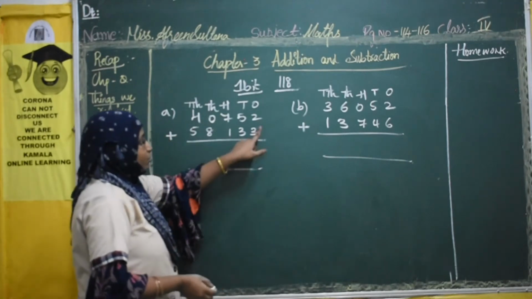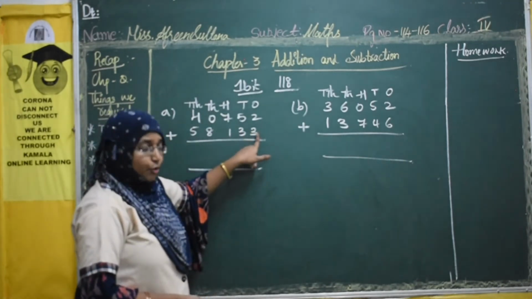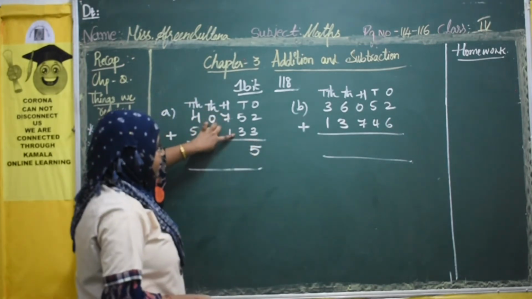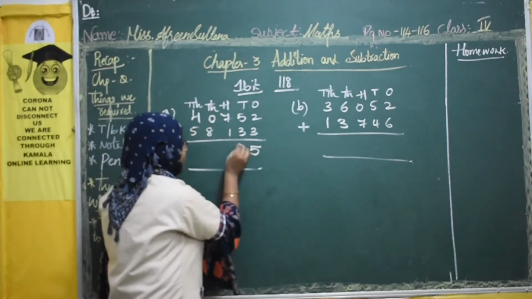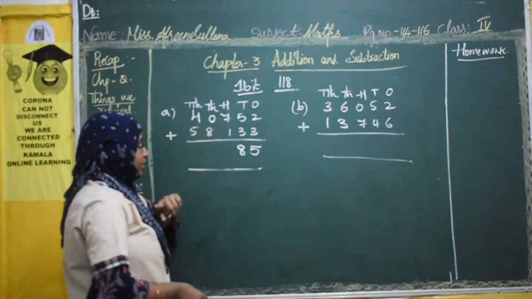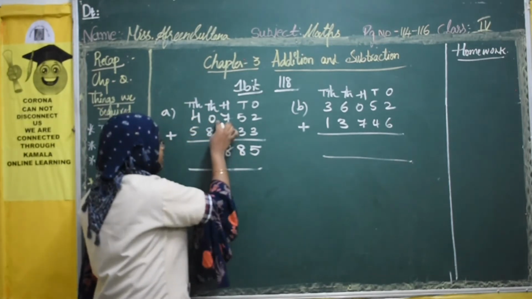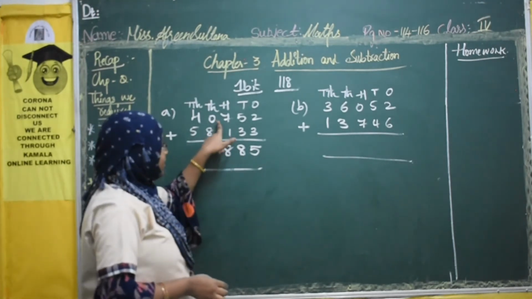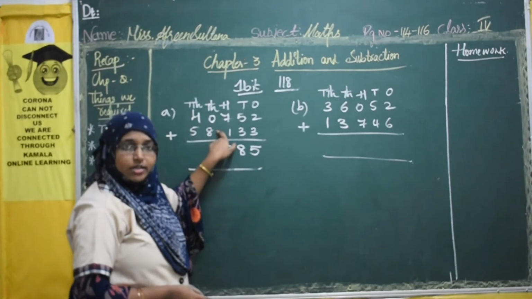Okay. Now 2 plus 3. 2 plus 3 is 5. Next, 5 plus 3, 8. 5 plus 3 is 8. 7 plus 1, yes it is 8. 0 plus 8, 0 plus 8. Whenever you add 0 to any number, the value will be the same.